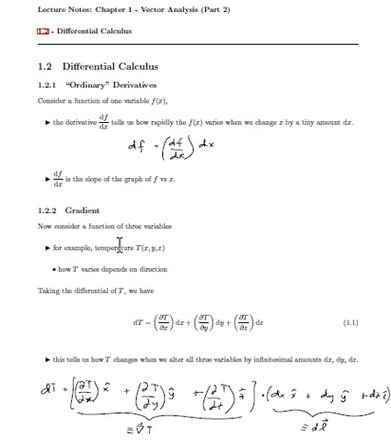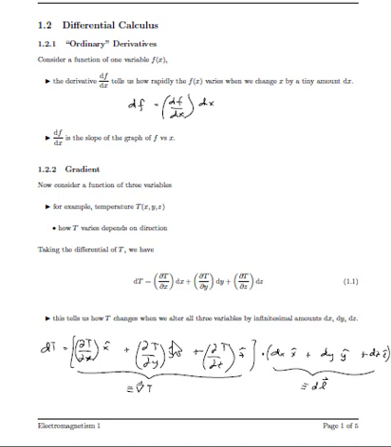So now consider functions of three variables. For example, t as a function of x, y, z. How t varies depends on the direction. So taking the differential of t, we have dt equals partial t with respect to x dx, partial of t with respect to y dy, plus partial of t with respect to z dz. So this tells us how t changes when we alter all three variables by infinitesimal displacements dx, dy, and dz. When you say infinitesimal displacement, those are changes of length into a smaller part.